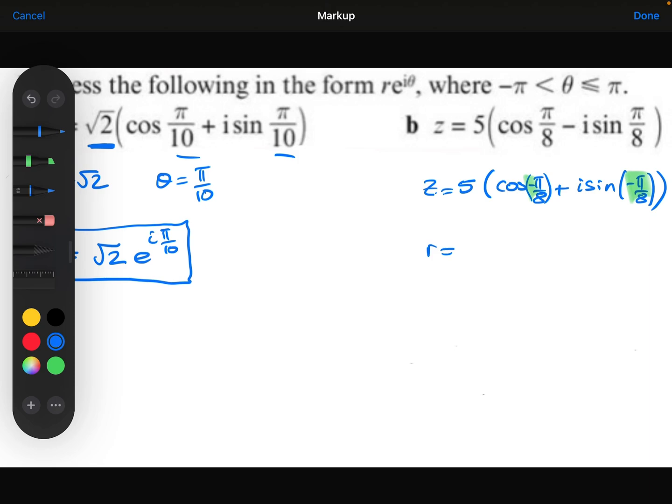So our modulus is 5. Our argument in this case is actually minus pi over 8. Therefore, z equals 5e to the i times minus pi over 8. And that's this complex number in exponential form.